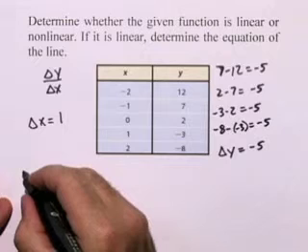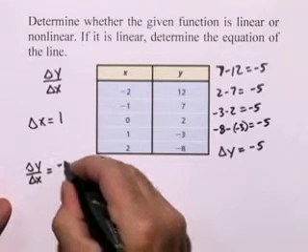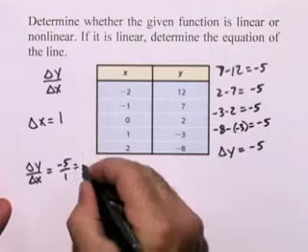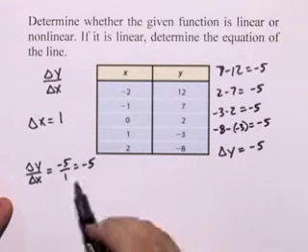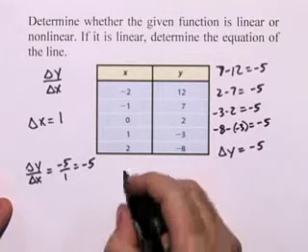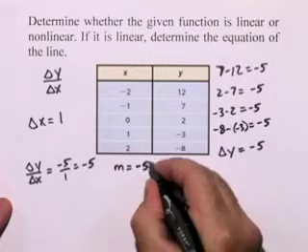So our average rate of change, delta y over delta x, is equal to negative 5 over 1, which is just negative 5. Now with a linear function, this average rate of change is our slope. So our slope m is equal to negative 5.